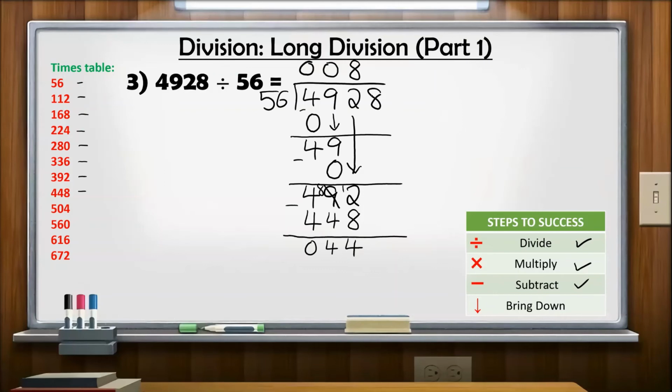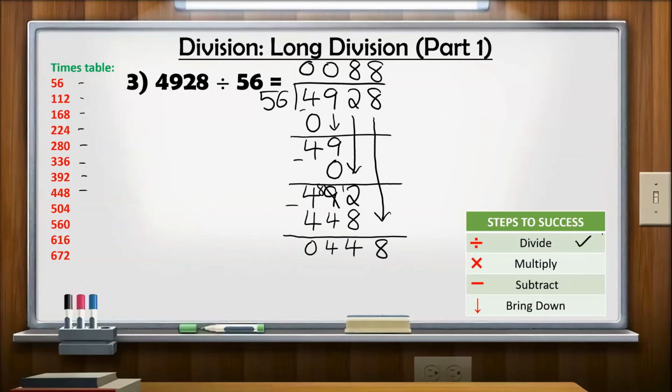So I'm going to see if I have a digit remaining to bring down, and I do, and it's the number 8. So I'm going to bring down the number 8, and my 44 now becomes 448. So again, I'm going to repeat the steps to success. So I'm going to ask myself, how many 56s can I get into 448? And using my times table, I can see is 1, 2, 3, 4, 5, 6, 7, 8. So it's 8 whole times.